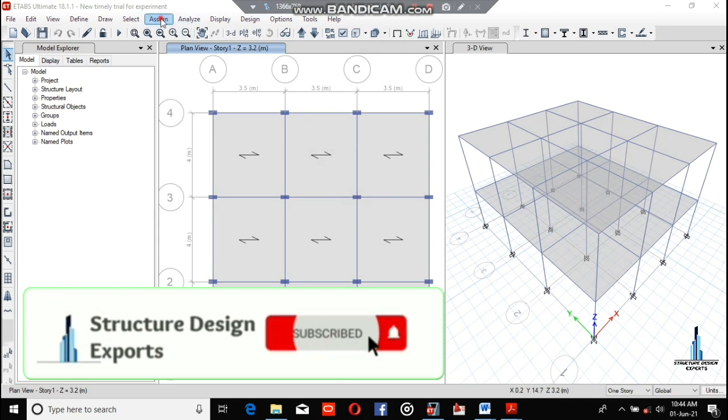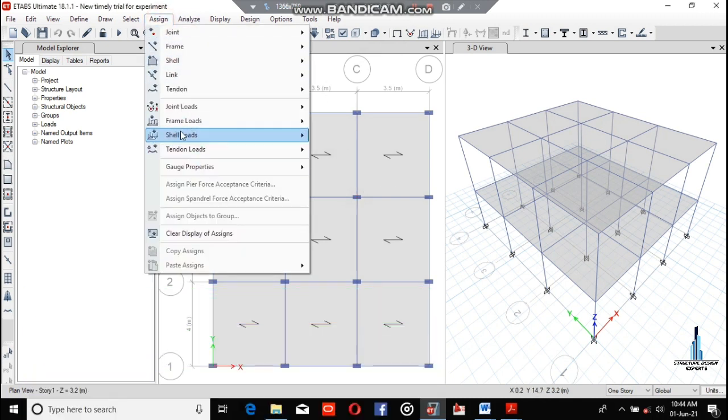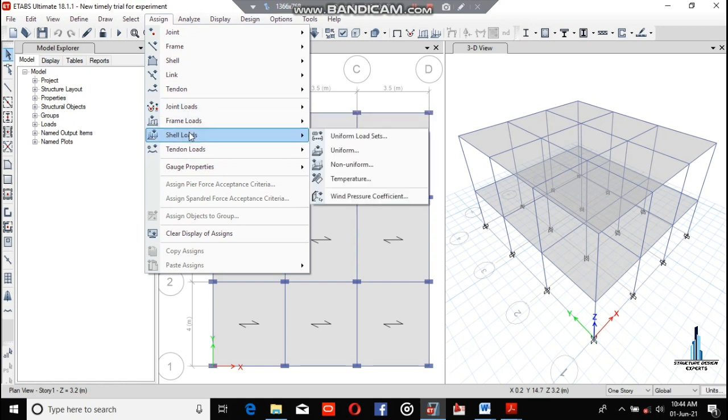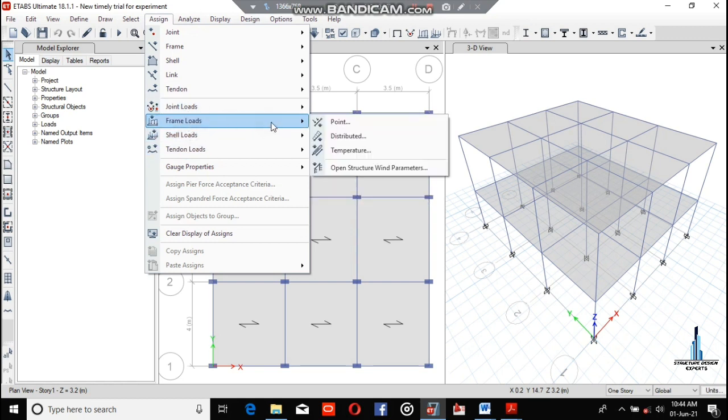Today, our topic is assignments of shell and frame load. What is frame load and what is shell load? We will discuss this and the subtypes of frame load, like point load, distributed load, temperature, and open structure point parameters.